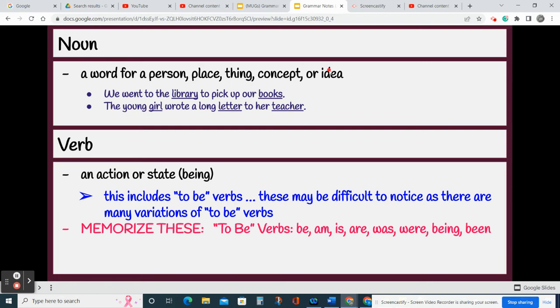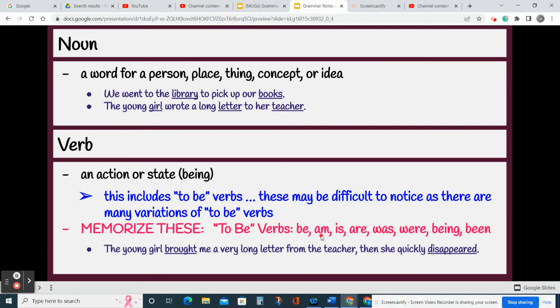If I were to give you a sentence and said, what is the verb in I am going to the mall, you should be able to tell me that am is a verb in that sentence. Here's a couple more sample sentences that you might want to write down.